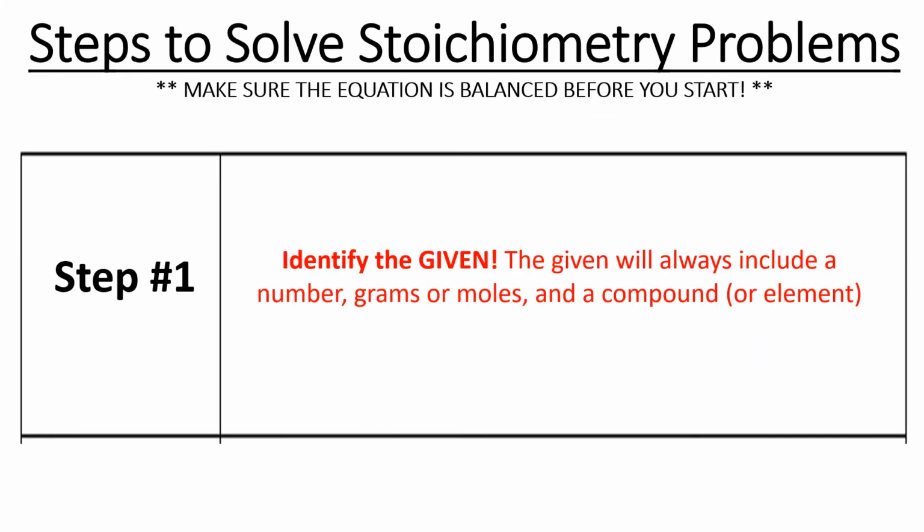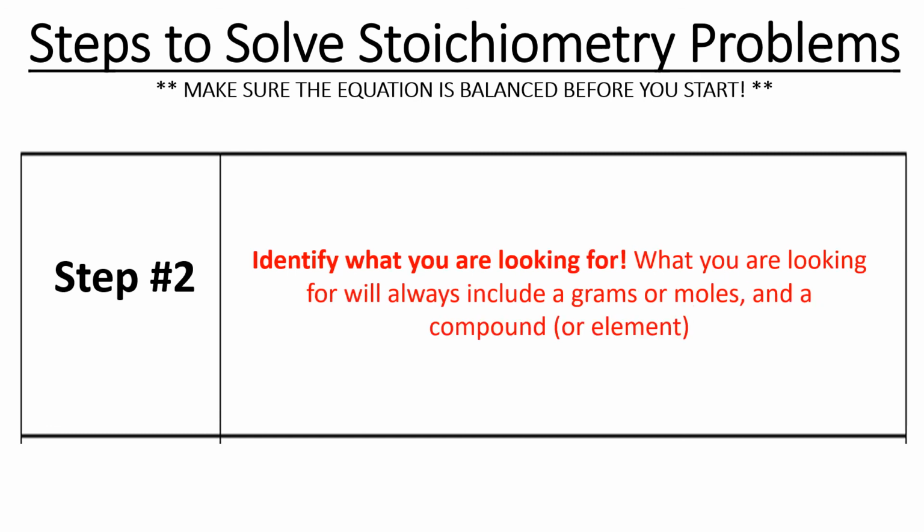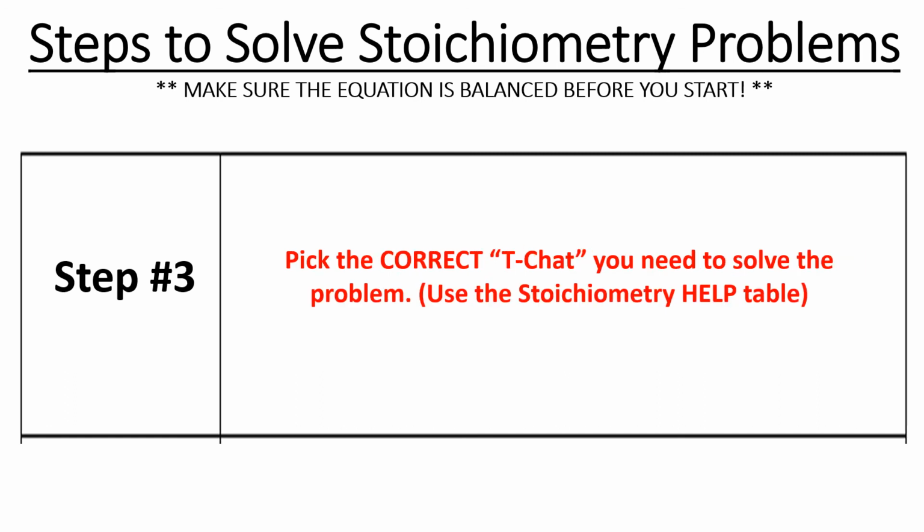Okay, so let's go through the steps to solve the problems. Identify the given. The given will always include a number of grams or moles and a compound or an element. Step 2, identify what you're looking for. This normally says how many grams, how many moles, how much would I need. Pick the correct T-chart you need to solve the problem. Use the stoichiometry help table.